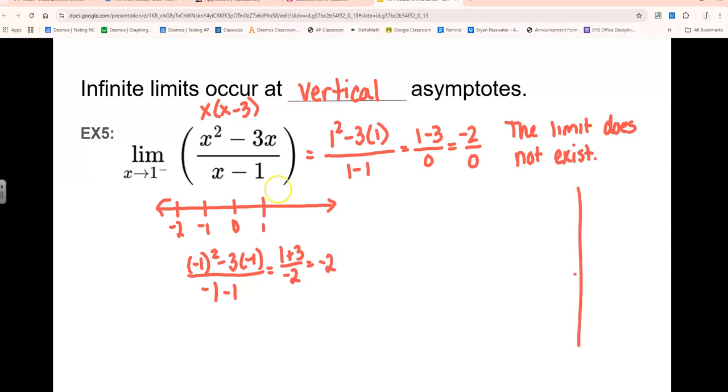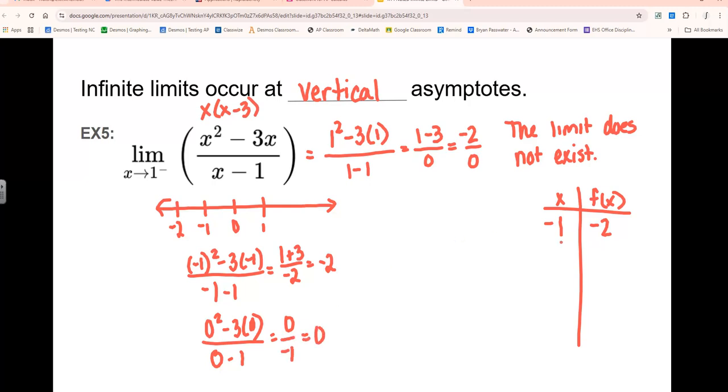So I'm going to keep myself a table over here. X, f of x. When I plugged in negative 1, I got negative 2. Alright, let's try 0. 0 squared minus 3 times 0 over 0 minus 1. That's going to be 0 over negative 1. That's 0. So when I plug in 0, I got 0.